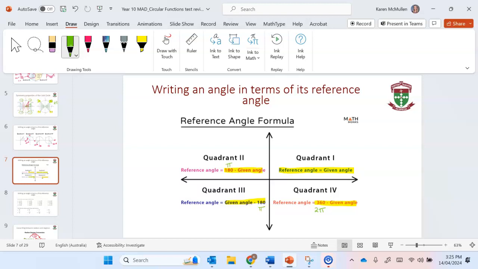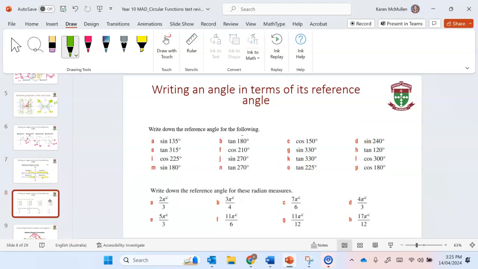All right, so let's have a look at these questions. Write down the reference angle for each of the following. For the first bunch of questions, we've got our angles in degrees, and for the second one, we've got our angles in radians. Remember, this symbol just means radians. We don't tend to write it though. When you're doing your reference angle, always think about which quadrant you're in. I'm just going to rewrite the angles in degrees.